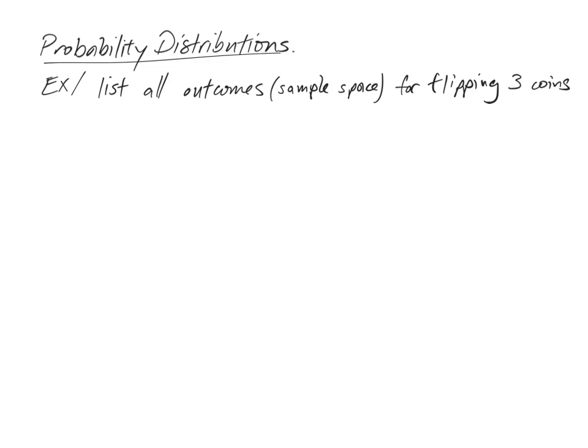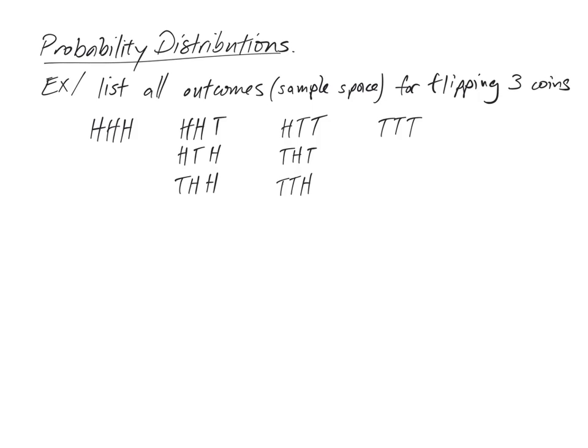So for example, I want to list all the outcomes or find the sample space for flipping 3 coins. And that looks something like this. So here it goes, you flip 3 coins, you could possibly get heads, heads, and heads, all 3 heads in a row, or tails and tails and tails, or some combination of heads and tails in there somewhere.